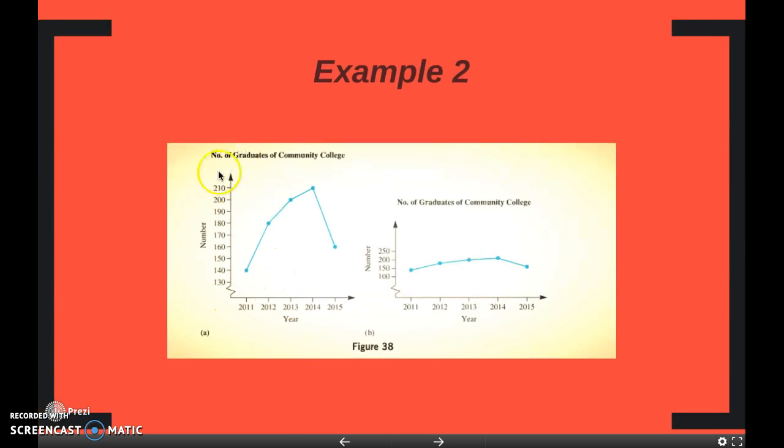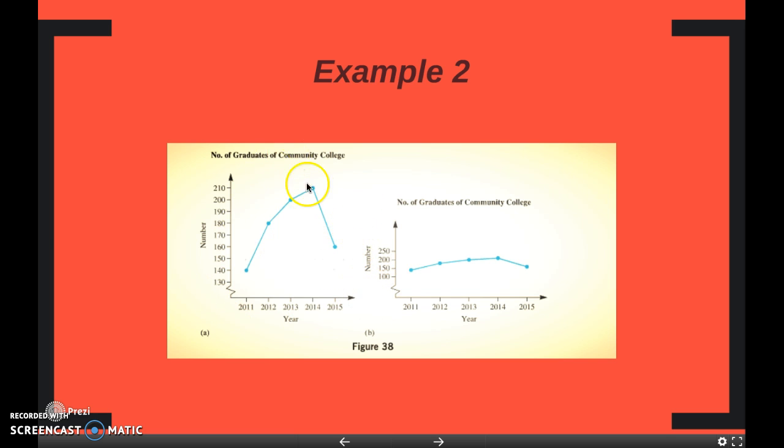The next example will be the number of graduates of a community college. So we have our numbers. Again, we do see this bracket, but we do see that there is a leap. We're looking at the years 2011, 2012, 2013, 2014, 2015. In 2011, there were actually 140 graduates. In 2012, we see a huge improvement. And in 2013, we continue to see the improvement. 2014 was the highest number of students. And in 2015, it dropped again.